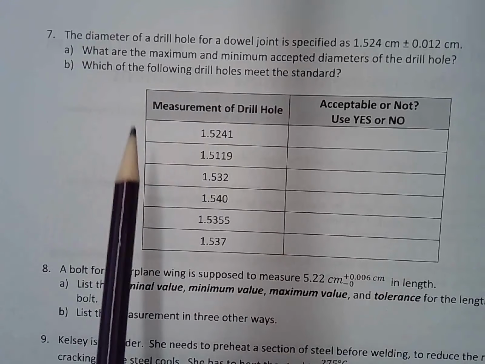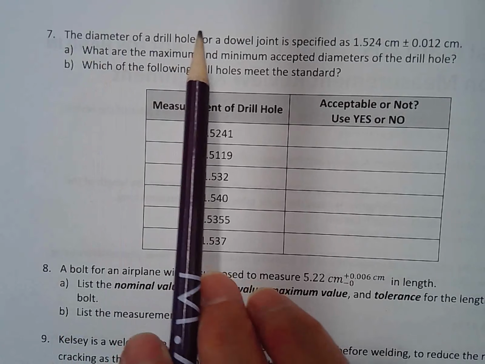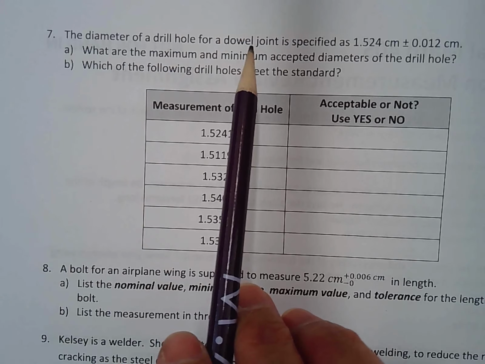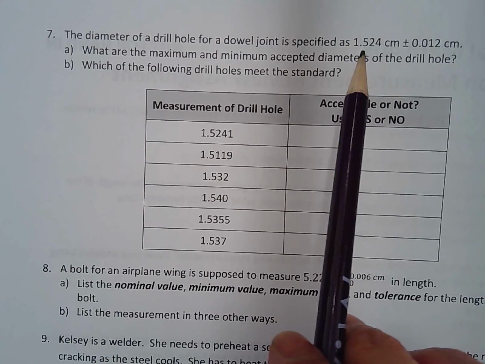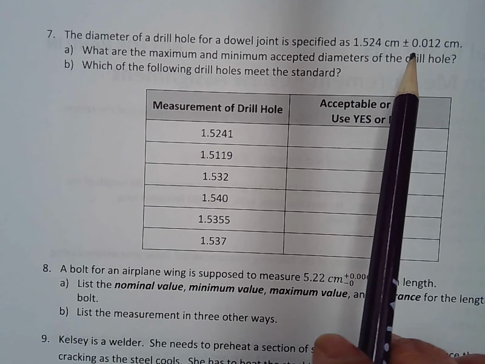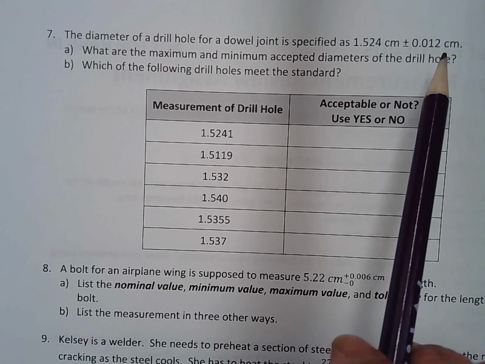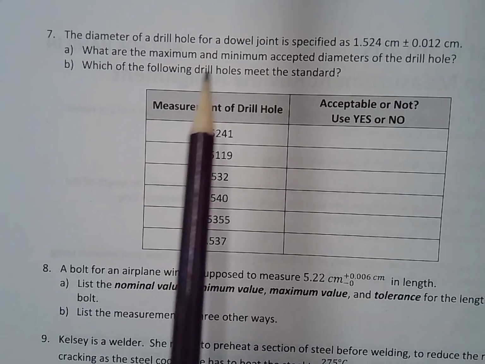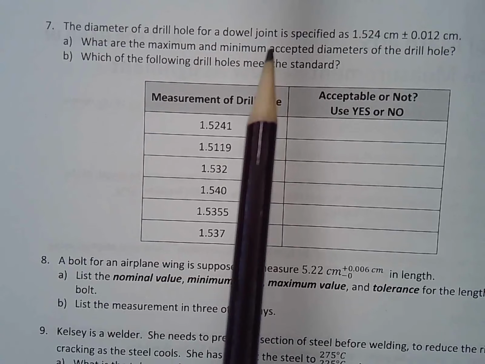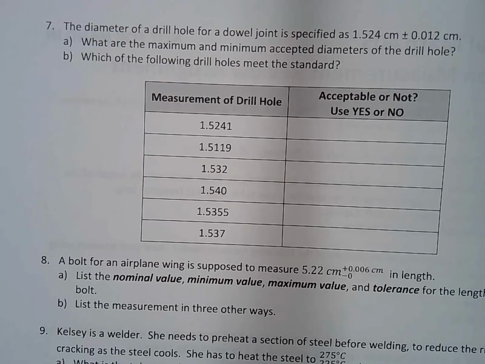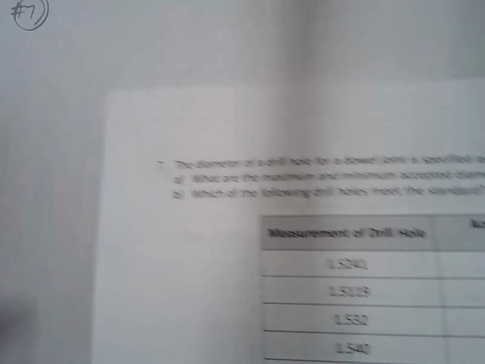Okay. The diameter of a drill hole for a dowel joint is specified as 1.524 centimeter plus or minus 0.012 centimeters. What is the maximum and minimum acceptable diameters of the drill hole? Okay. And then letter B is, we have this measurement and we're going to try to figure out if it's acceptable or not, yes or no. Okay, so let's figure that out first. Letter A.